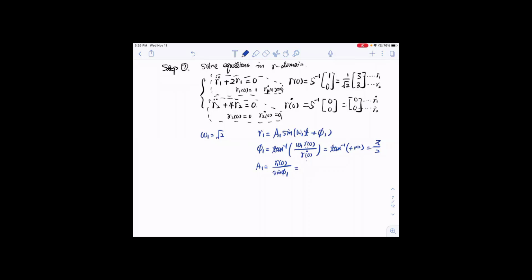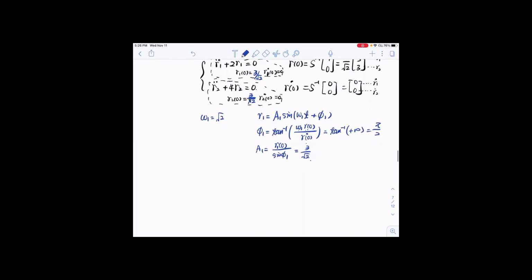Oops, I think I copied it wrong. When I copied it, it's actually 3 over square root of 2. I forgot to update the value. All right, so it gives you 3 over square root of 2. So that's how you find your R1 solution. And for omega 2 equals square root of 4, or 2, you can solve for R2.